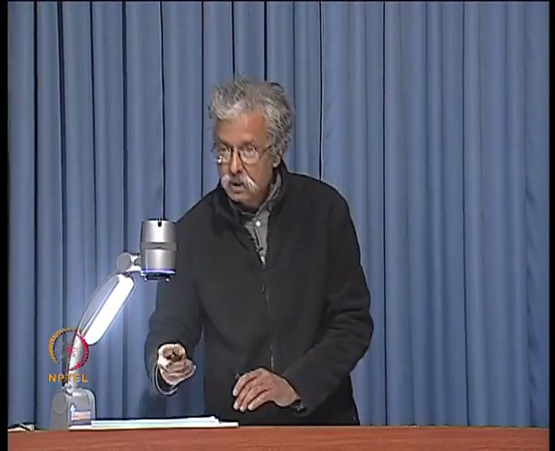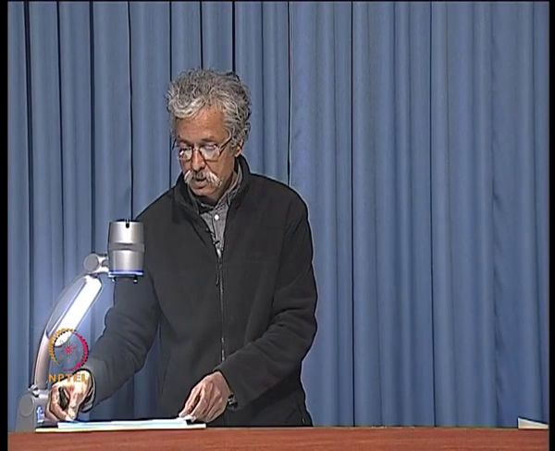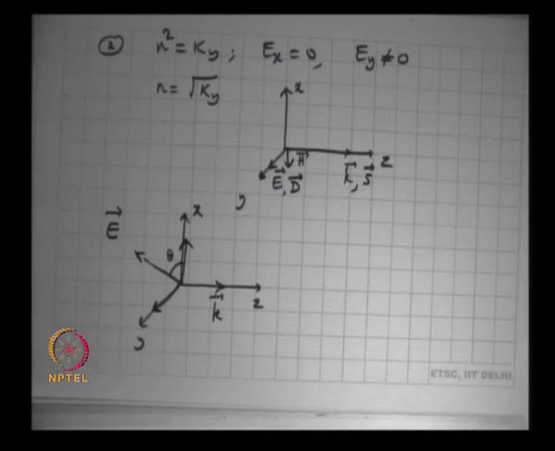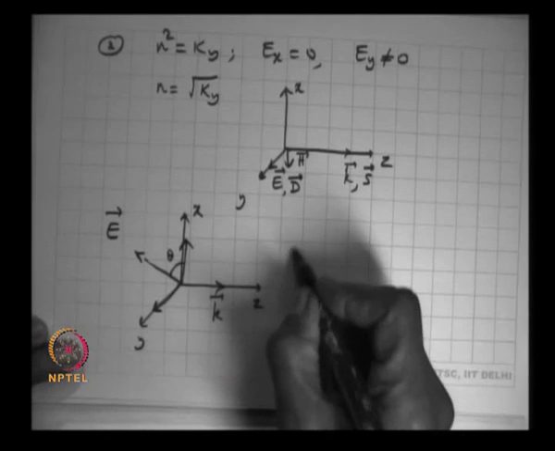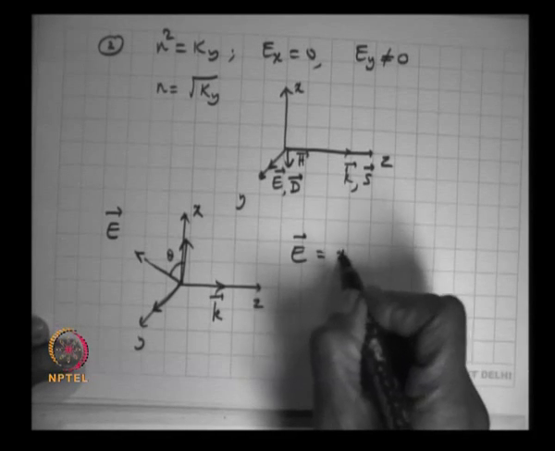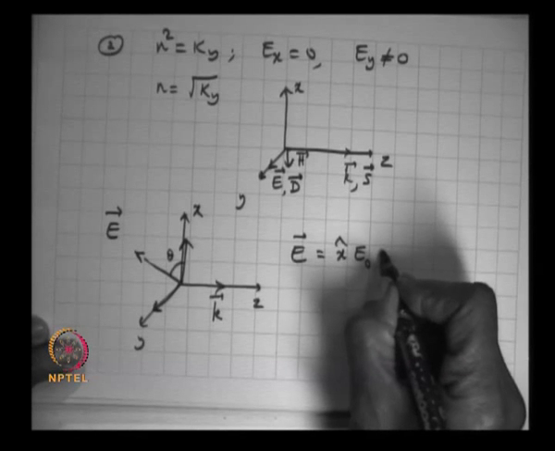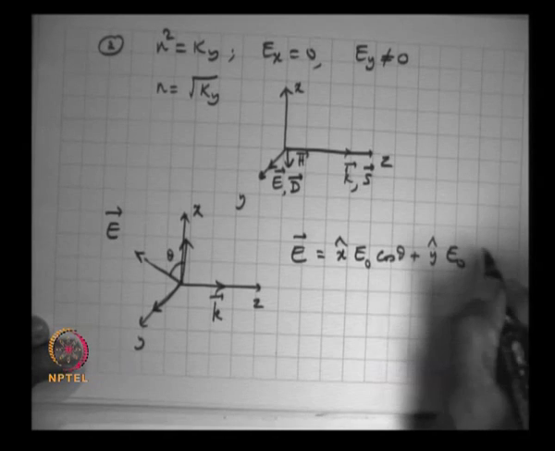Okay. Now, let me go to a little more general case. So this case is only possible when kx equal to ky. Which case is only possible? When the electric field has both x and y components. No, suppose I take electric vector like this. So, E vector is equal to x cap E 0 cos theta plus y cap E 0 sin theta.